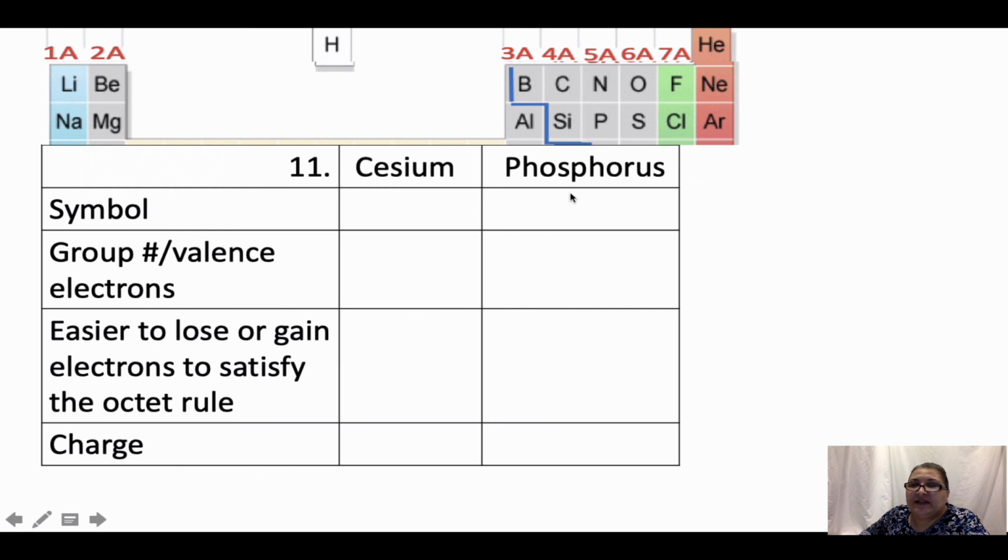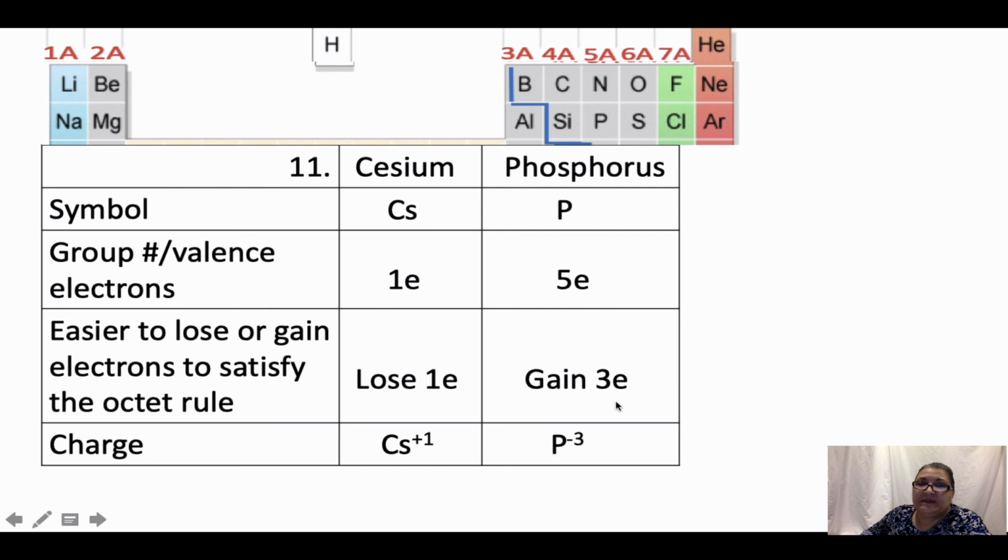Cesium and phosphorus. Now cesium is Cs, phosphorus is P, and cesium is right here below 1A, so it has 1 electron. Phosphorus is 5 valence electrons. It's easier to lose 1 than gain all 7. For phosphorus, it's easier to gain 3 than lose all 5. And then when you lose 1, it becomes positive 1. When you gain 3, it becomes negative 3. And we do the crisscross. So it takes 3 cesium for every 1 phosphorus to neutralize.